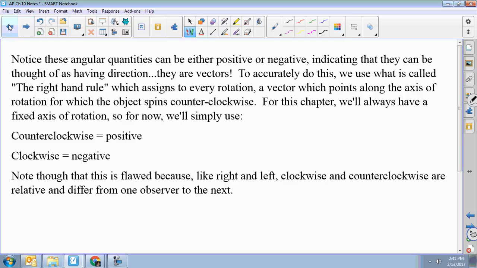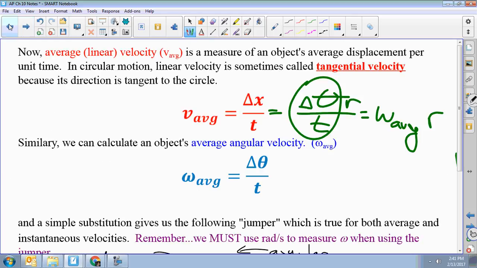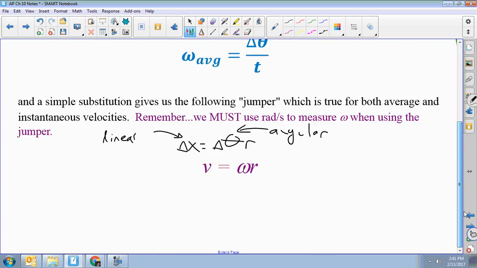Okay. So the big thing that I want you guys to be getting out of this is that for every linear value we learned about when we did kinematics, there's an angular counterpart. Velocity measures how many meters you travel per second. Angular velocity measures how many degrees or radians or rotations you go through per second. Cool?